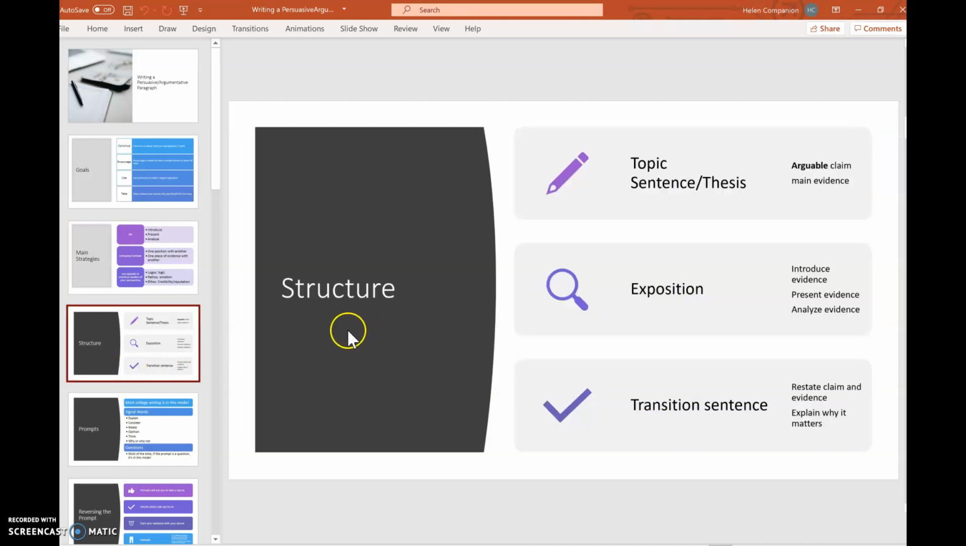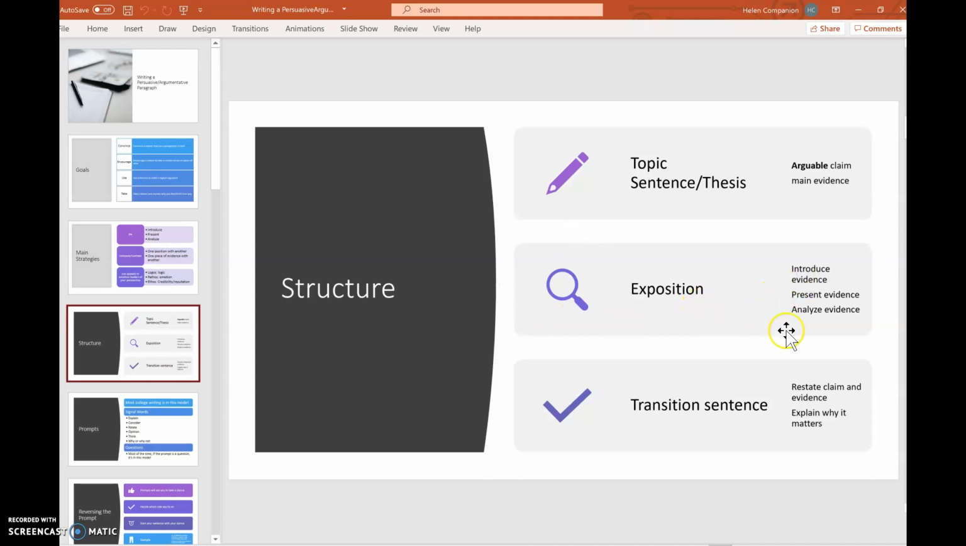So the structure of the persuasive argumentative paragraph is pretty much what we've been talking about. You start with a topic sentence or thesis. You need to have an arguable claim. So it has to be something that other people can disagree with. And then you also need your main evidence. So that's something I'm seeing missing in a lot of thesis statements. So make sure you outline your main points that you're going to discuss in that first sentence.